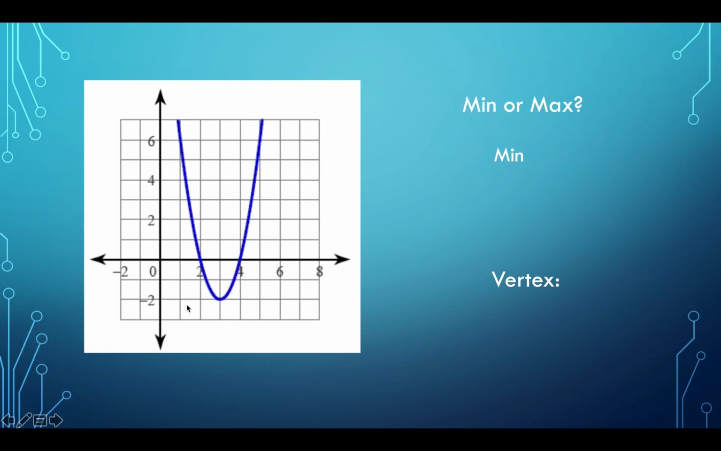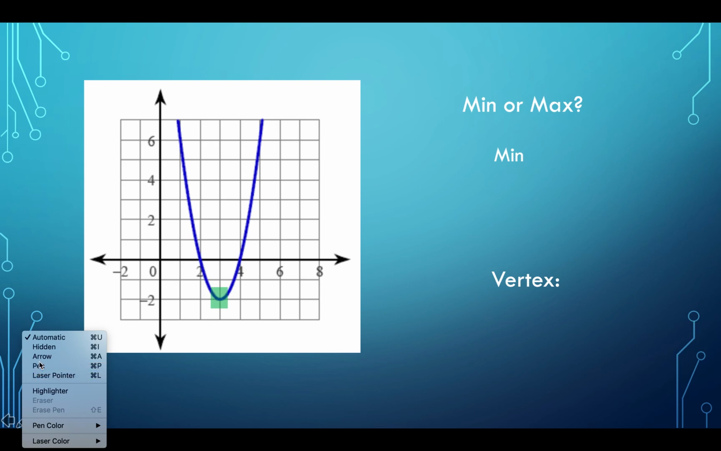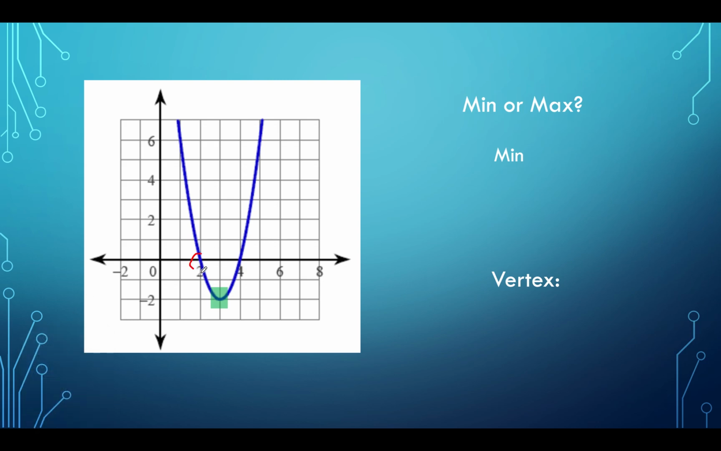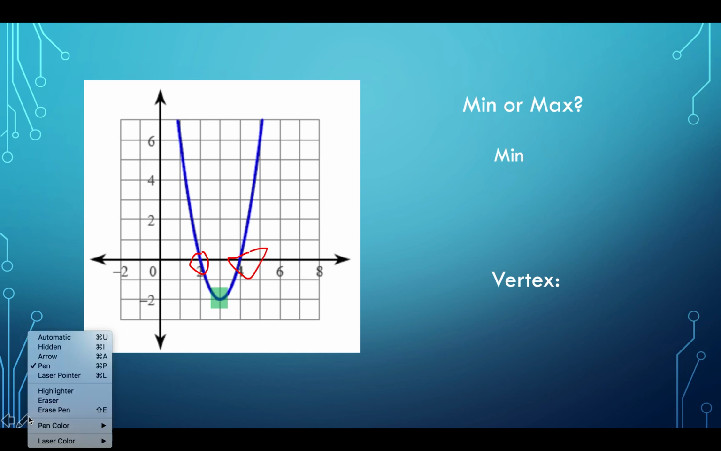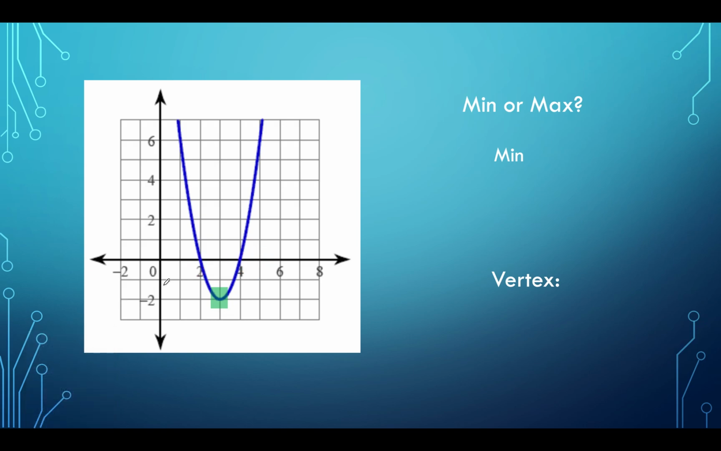And then you want to identify what the vertex is. As a reminder, the vertex is over here. Now, some of you guys, when we were doing this homework, you were telling me this and this point as the vertex. Those aren't the vertexes. Those things I just circled in red, that's what's known as the zeros of the graph. So we don't want to know those. So our vertex is this point down right here.